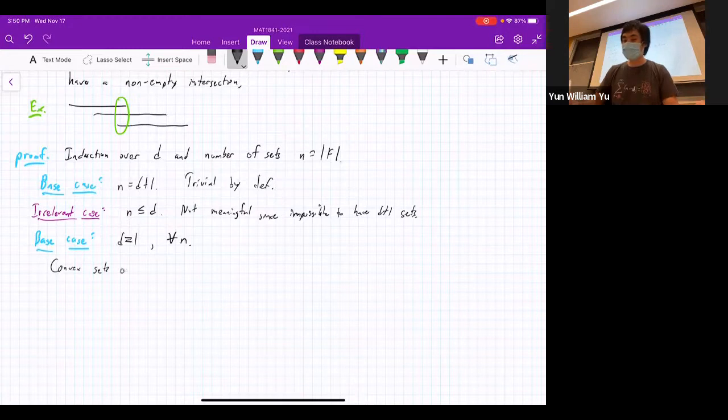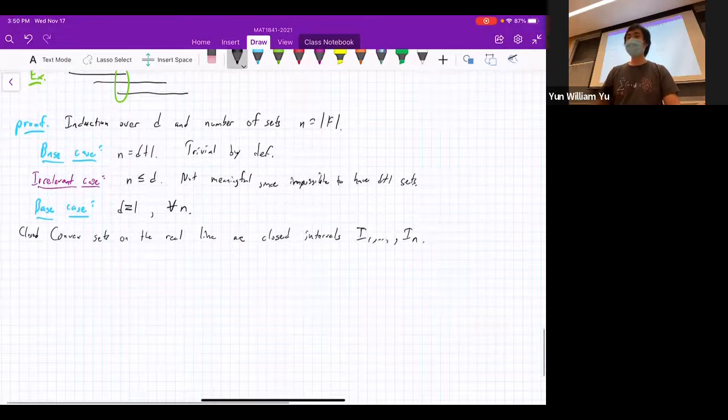Yeah, so closed convex sets on the real line are just closed intervals. Those intervals, I1 through In, right? And so now we have two different cases. We have the forward case. Let's start with the backward case first. Why did I want to start with the backward case?